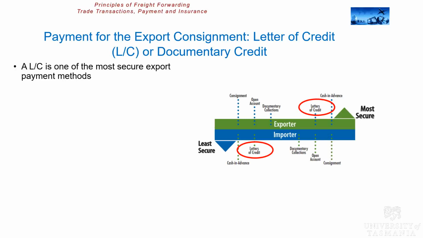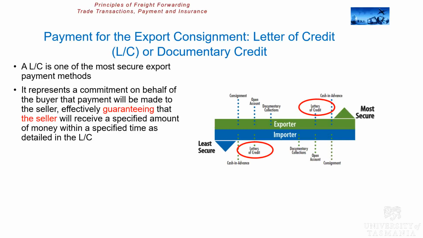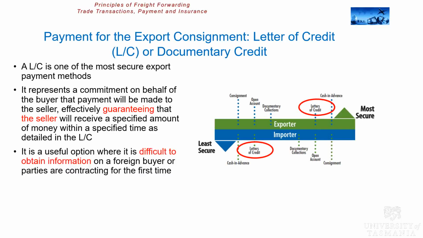So the characteristics of a letter of credit or a documentary credit is that it's one of the most secure export payment methods. And as I said before, it's a commitment on behalf of the buyer through his bank that payment will be made to the seller. So it's guaranteeing that the seller will receive the specified amount of money within the specified time as detailed in the letter of credit. So if the letter of credit specified that the payment had to be made at sight, so sight of the documents, then the payment needs to be paid immediately.